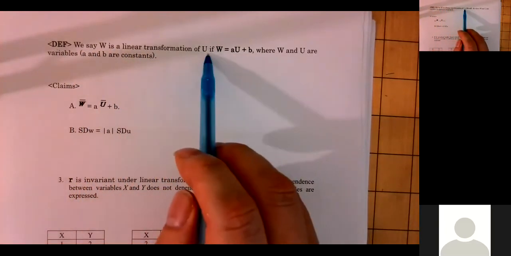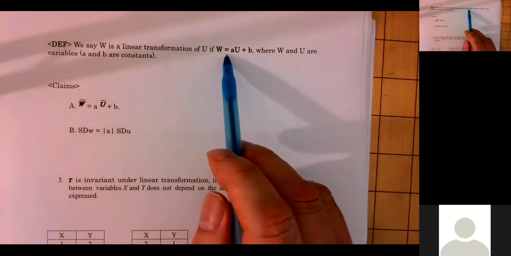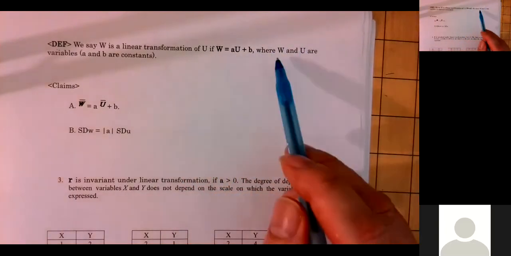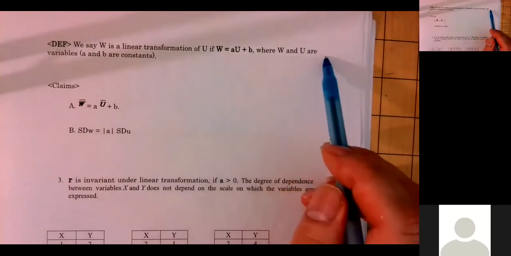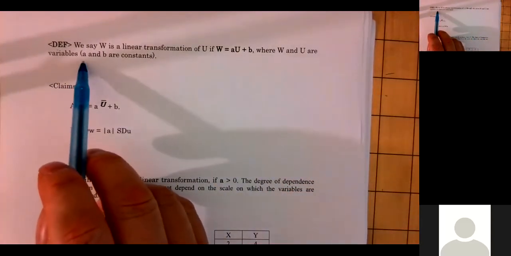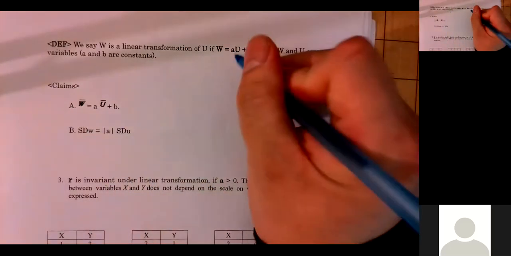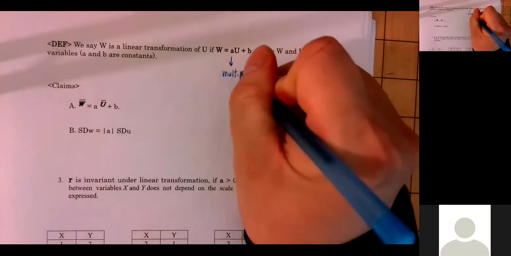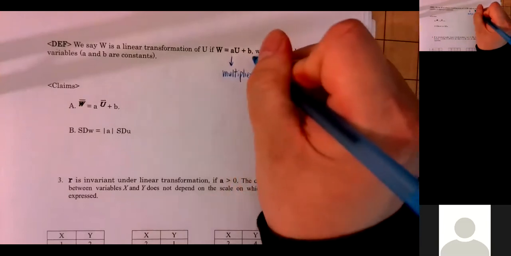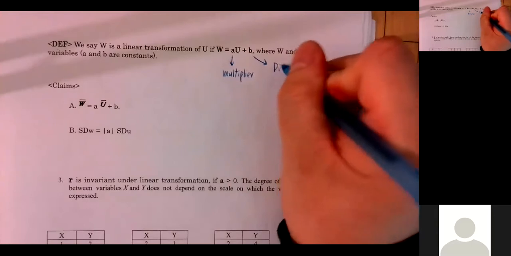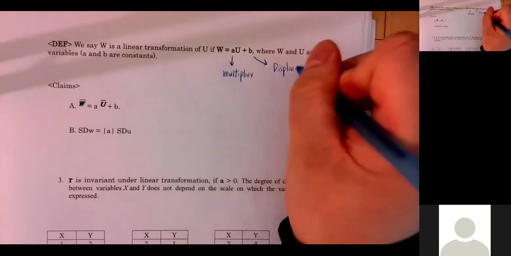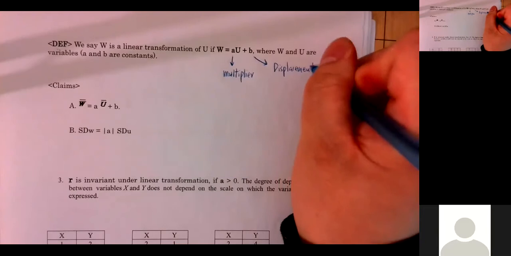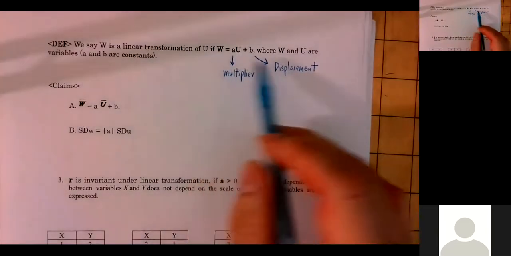Okay, definition. We say W is a linear transformation of U if W is equal to AU plus B, where W and U are variables, A and B are constants. And sometimes people call A the what? Multiplier. And B is what? Displacement. Okay. Now this is called a linear transformation.